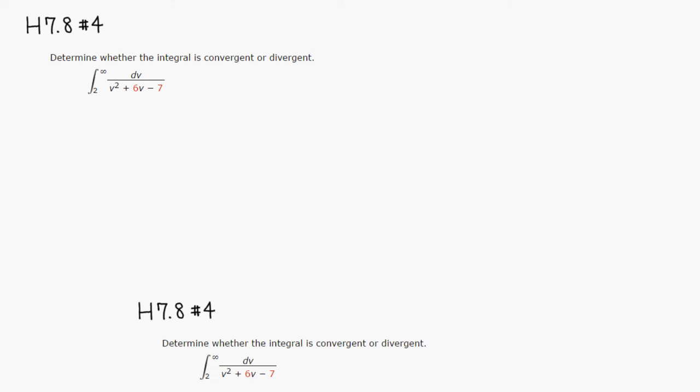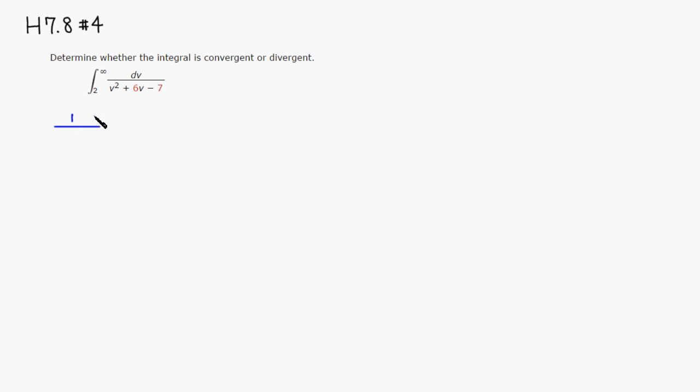First thing I would do is the partial fractions decomposition. So we have 1 over v squared plus 6v minus 7. We can factor the denominator: v minus 1 times quantity v plus 7.